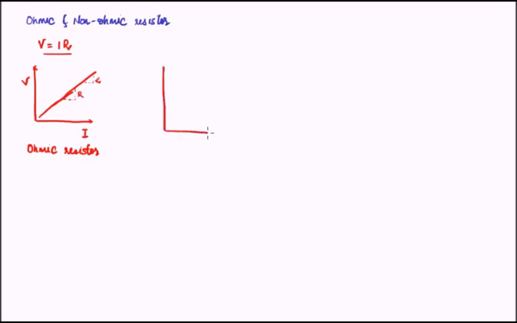So if we were to draw the VI characteristic of a non-ohmic resistor, it would deviate from the linearity. For example, it might be something like this. Okay, so this is an example of a non-ohmic resistor. What is special about this? The speciality is that it is non-linear. It does not follow Ohm's law, because Ohm's law confirms linearity. Here we do not have linearity.